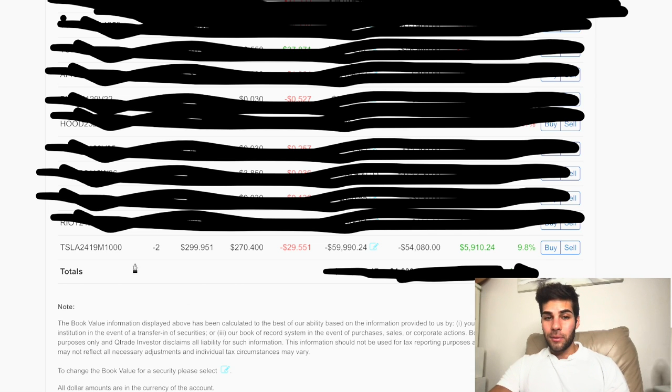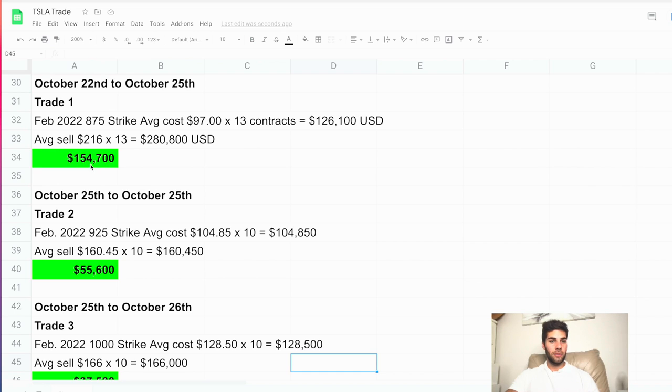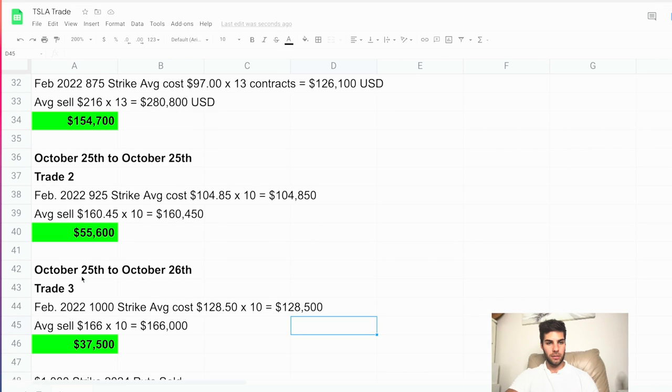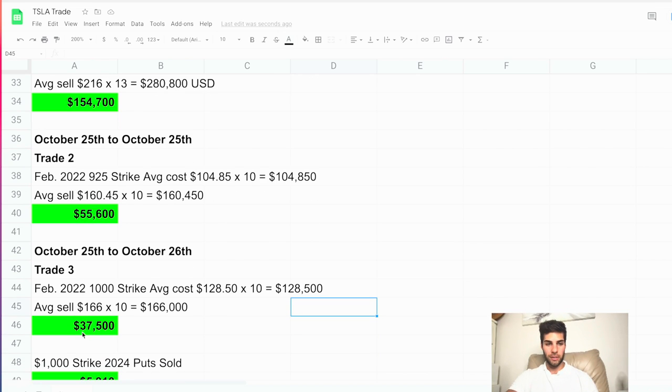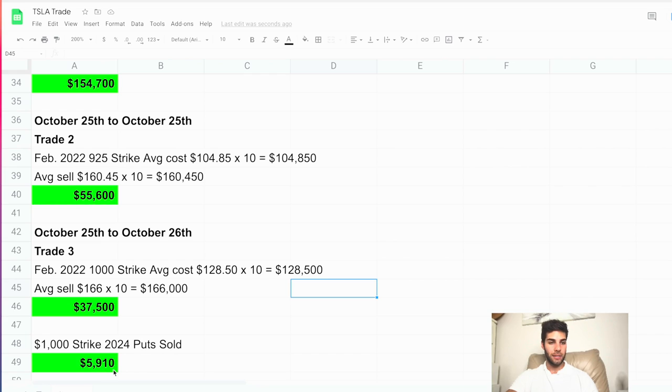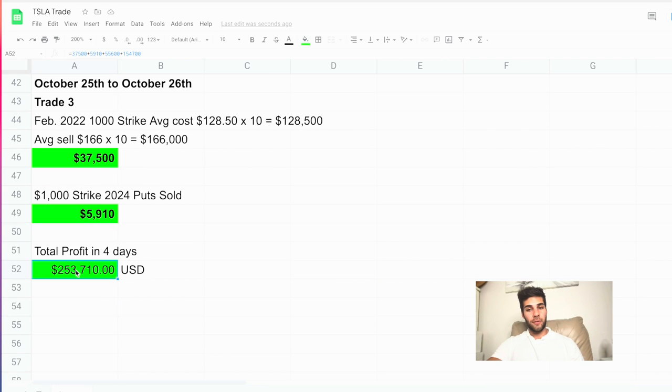Let's not forget about the puts we sold. They are $5,910 in the green. So we're gonna add that to our total profit on this trade because that was part of the trade, remember? Trade number one profit, 154,700. Trade number two profit, 55,600. Trade number three profit, 37,500. Profit on the puts are $5,910. Our total profit in 4 days was $253,710 US. This is my single best trade I've ever put on in my entire life.